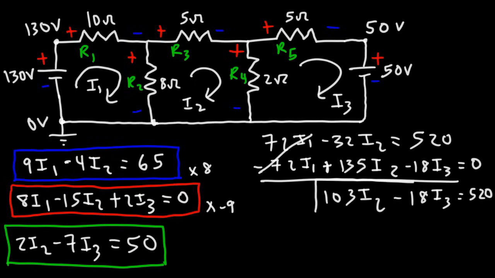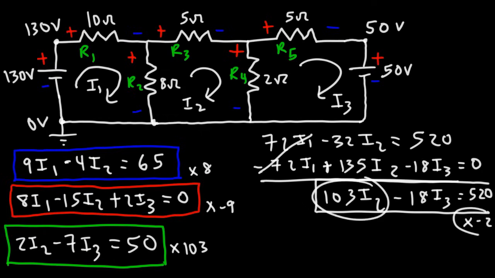Now let's combine this equation with this one here. So let's cancel I2. I'm going to multiply the equation in green by 103 and the equation in white by negative 2. So I will get negative 206 I2 and positive 206 I2. So I can cancel those variables.